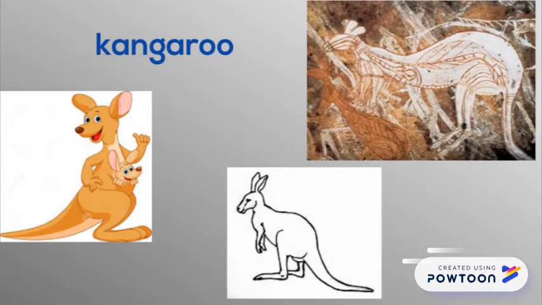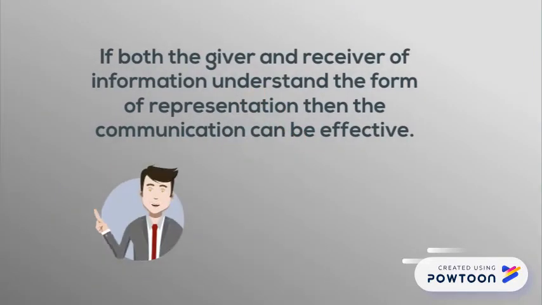These representations don't look exactly like a kangaroo. In the case of the written word, it doesn't look anything like a kangaroo, but a community of people have agreed that these are all ways to represent this data. If both the giver and receiver of information understand the form of representation, then the communication can be effective.